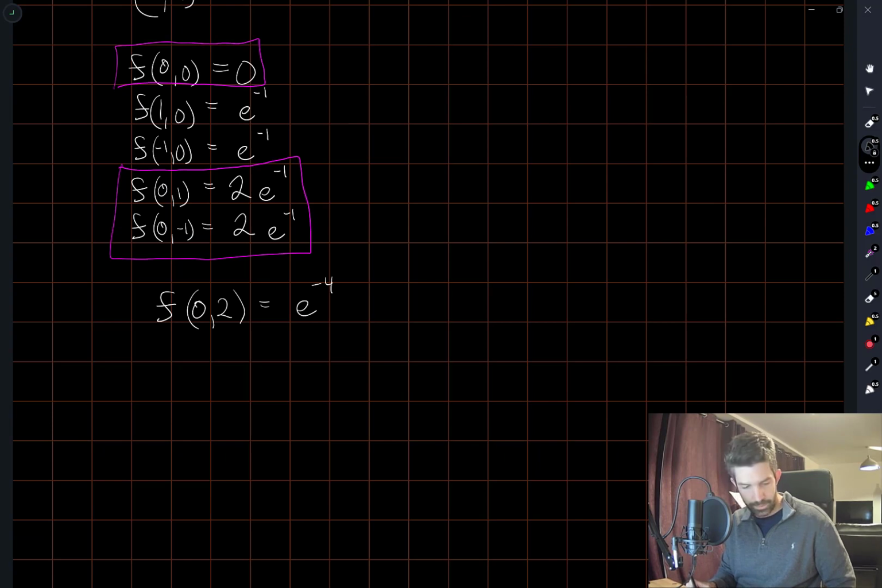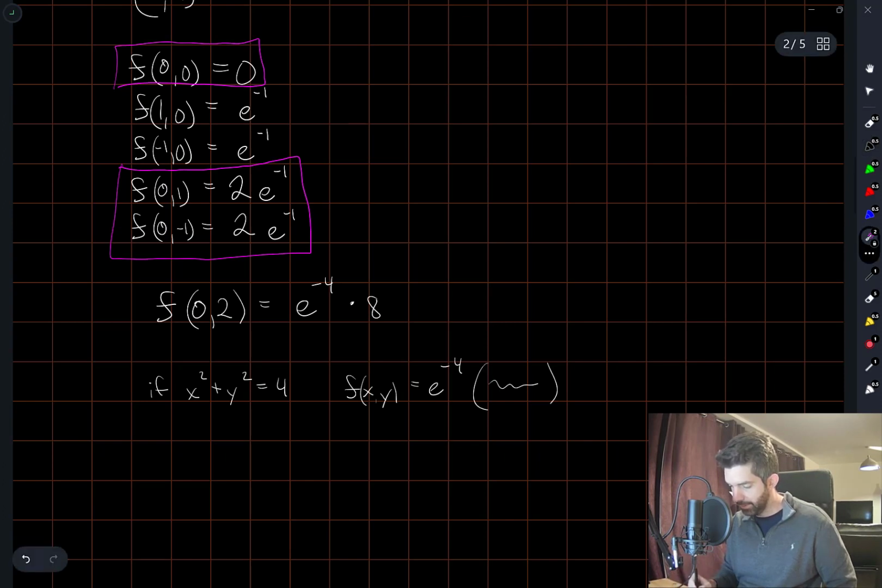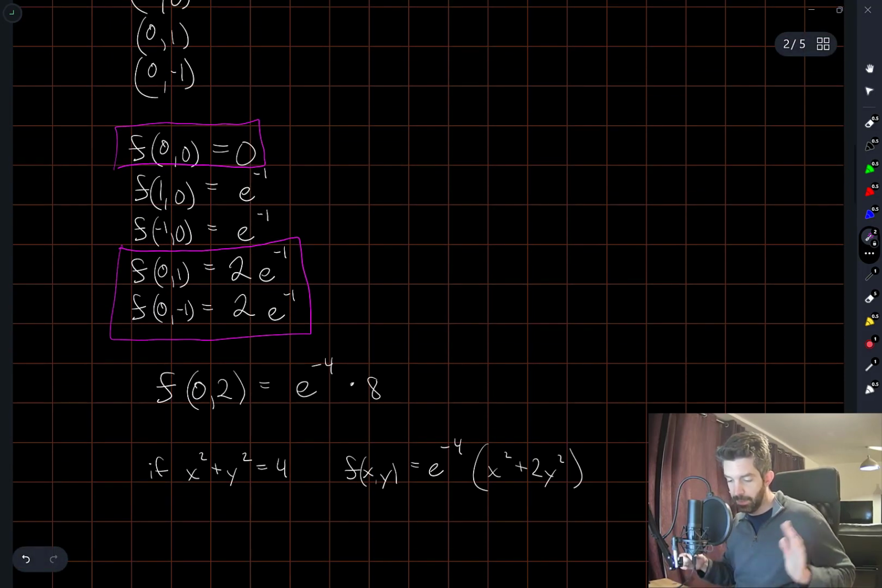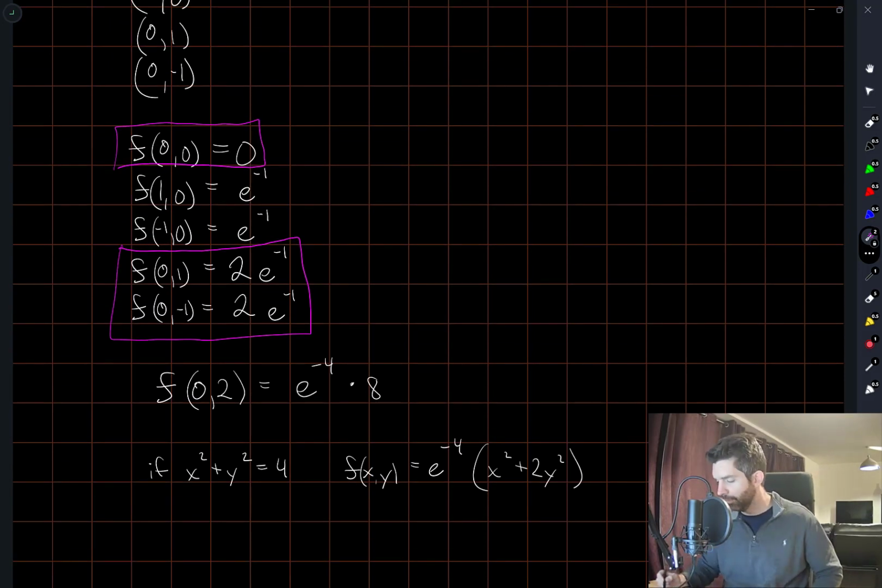This is e to the negative 4 times 8, which is pretty small. This coefficient is a pretty small number. And if x squared plus y squared is equal to 4, then f of xy will always be equal to e to the negative 4 times something. And that something, in fact, 8 is the largest value that thing can be equal to. So I don't think we even have to worry about the boundary of the disk just by thinking about this reasonably in terms of typical magnitudes of these numbers.